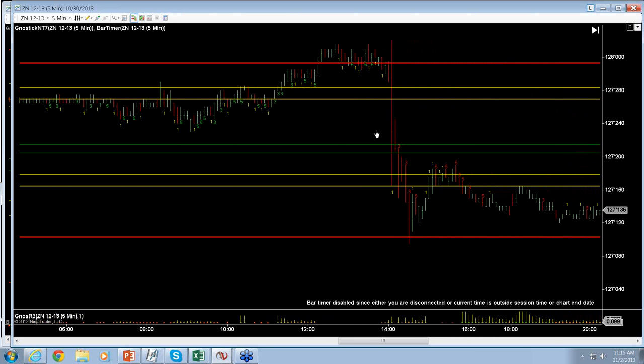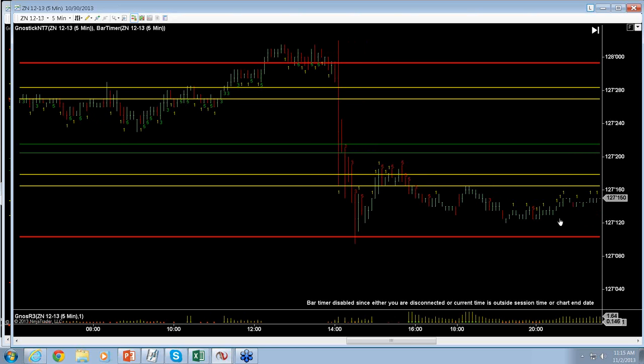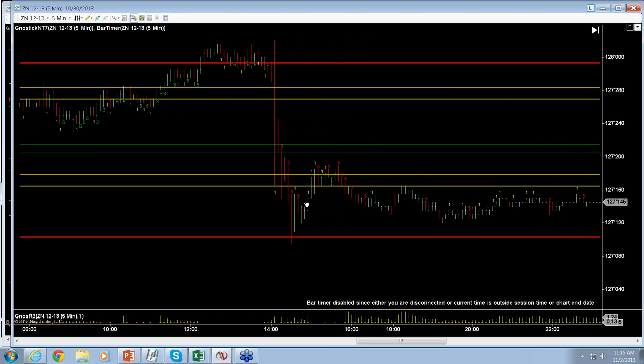And here's the rest of the day on the notes. It just goes flat line right above critical resistance.